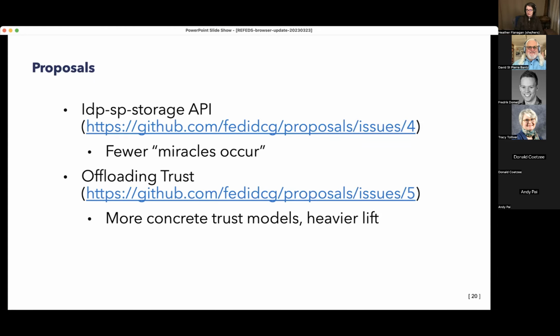And the offloading trust assumes quite a bit more active engagement on the part of a federation operator. The nice thing about offloading trust is, of course, the federation operator does know about all the relationships that are possible. And so if you fed the browser a focused subset of the federation metadata, then the browser would already know these service providers can talk to these IDPs. And that would be a nice way to shortcut the trust model.